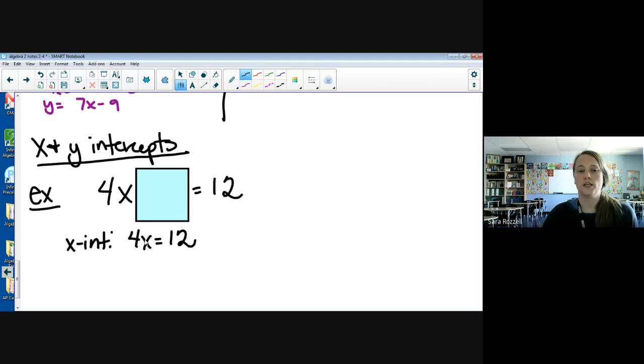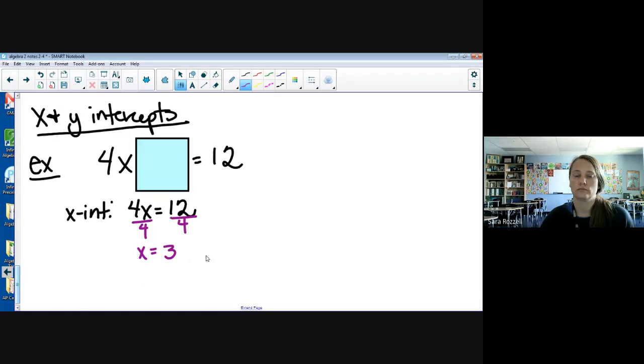Okay, so if 4x equals 12, we want to solve that. What are we going to do to solve it? Divide by 4. Divide by 4, good. And x is going to equal 3. So our x-intercept is 3. So to find the x-intercept, we cover up the y part, write the equation, and solve it.